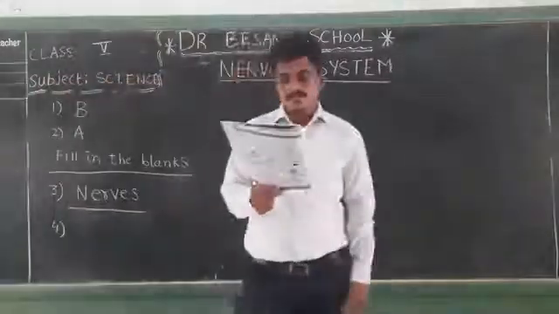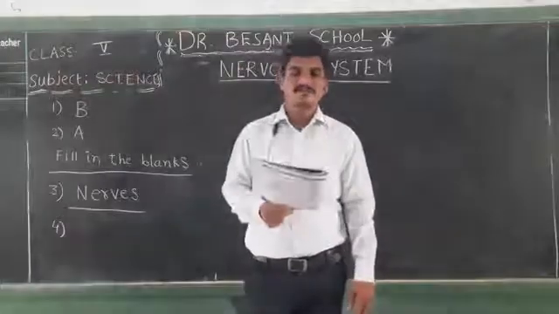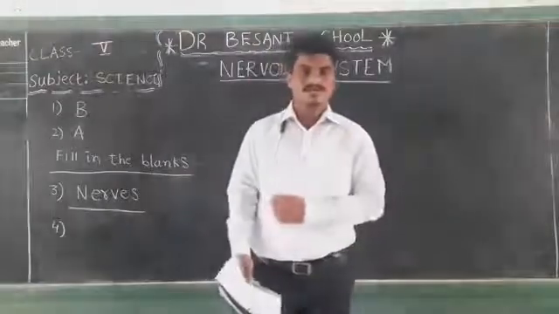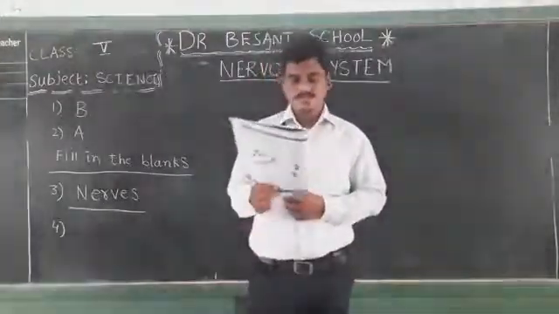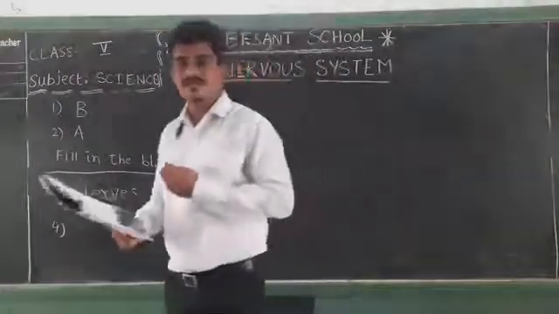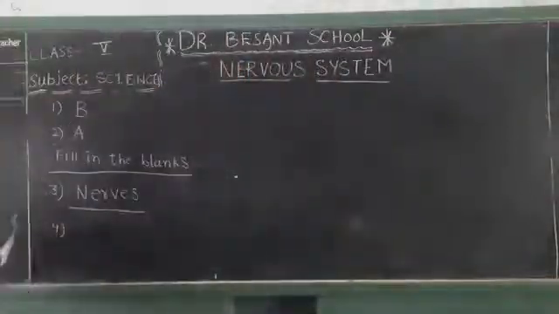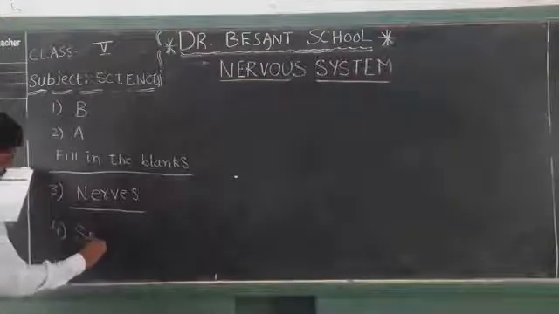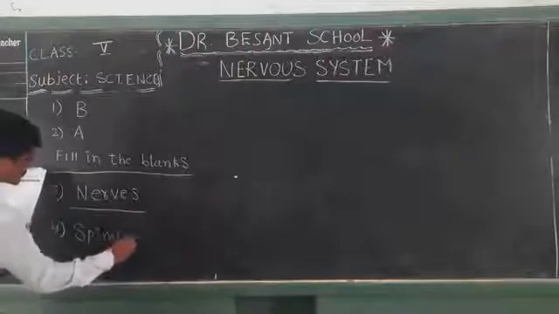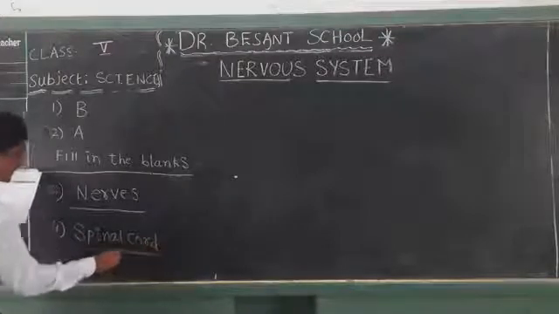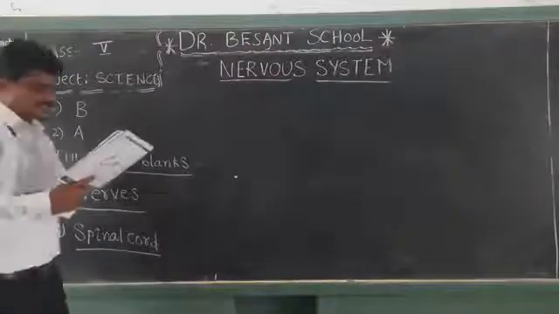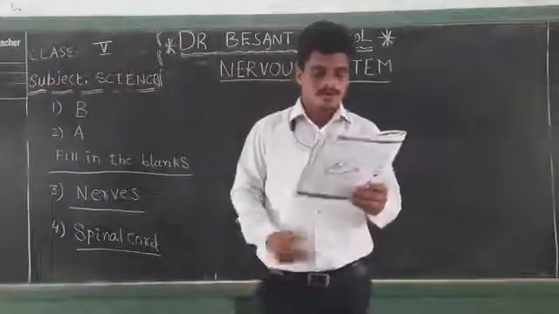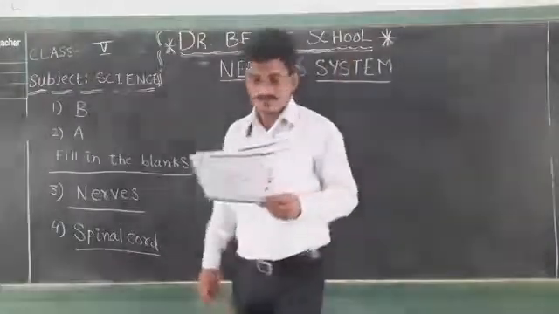Fourth blank. Dash looks like a long tail of the brain. After the brain, one long tube-like structure comes out. What is that? That is nothing but spinal cord. Spinal cord looks like a long tail of the brain.